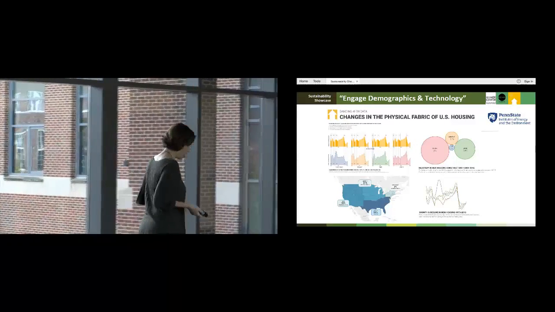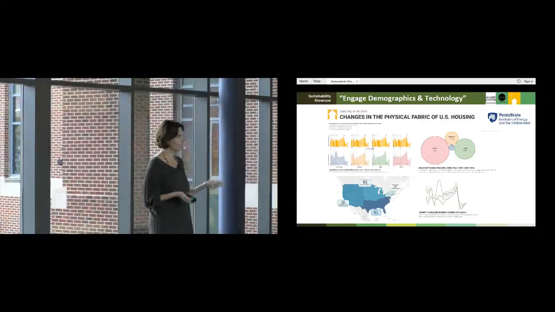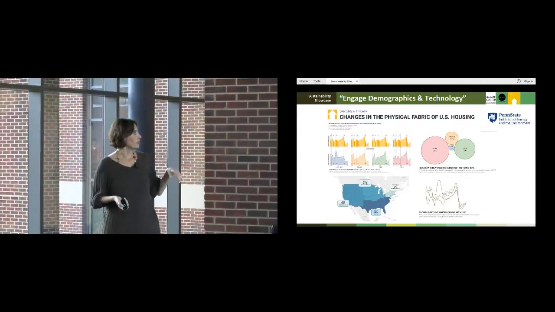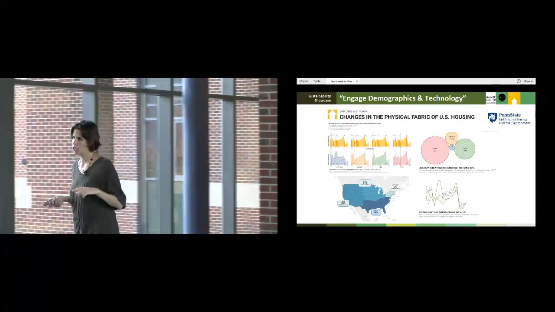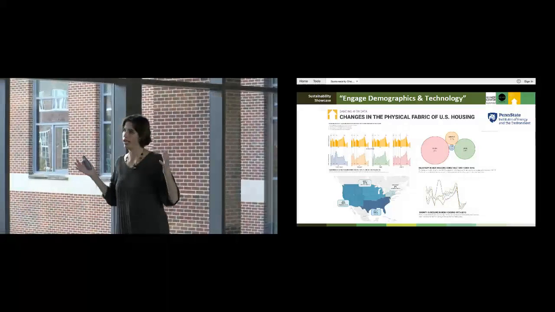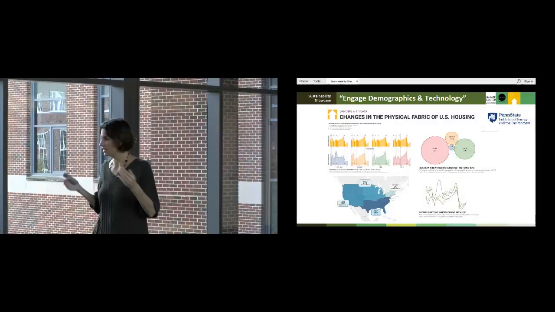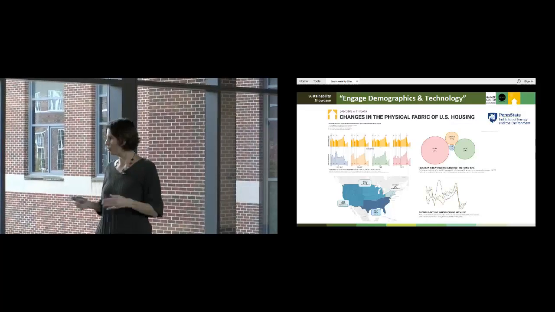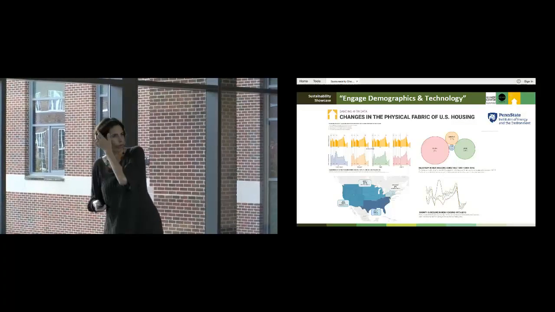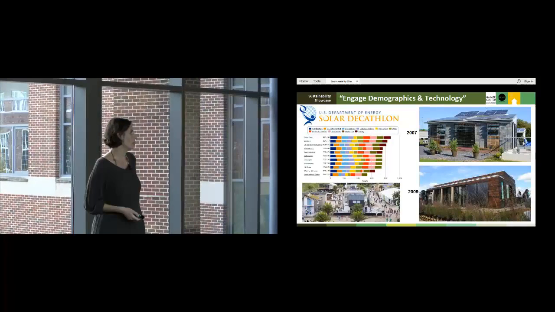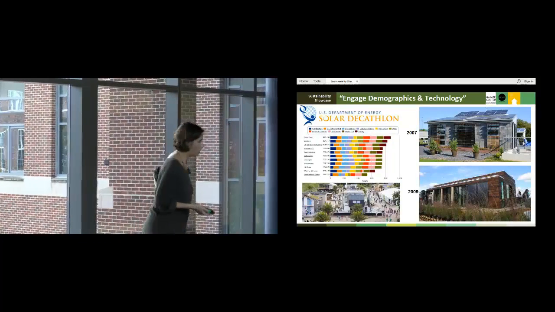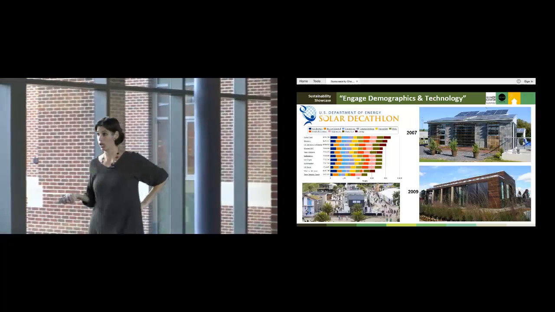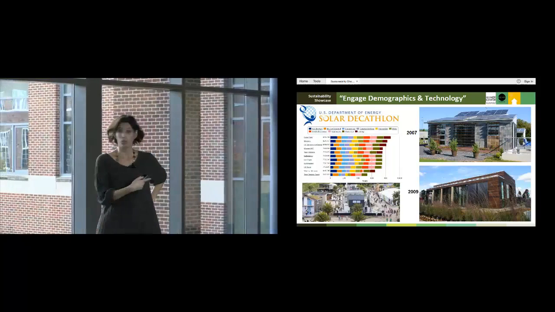So the final point that I wanted to make is engaging new demographics. The Sustainable Housing Initiative has actually been looking at how do we take big data from census information and energy information to look at the trends in housing and where we're going to in order to inform further development. But I want to point out another Department of Energy sponsored student competition, Solar Decathlon.